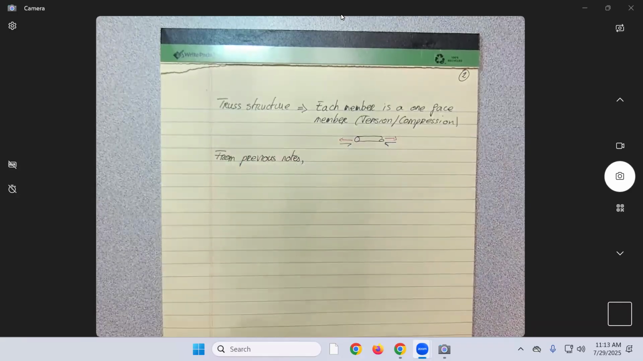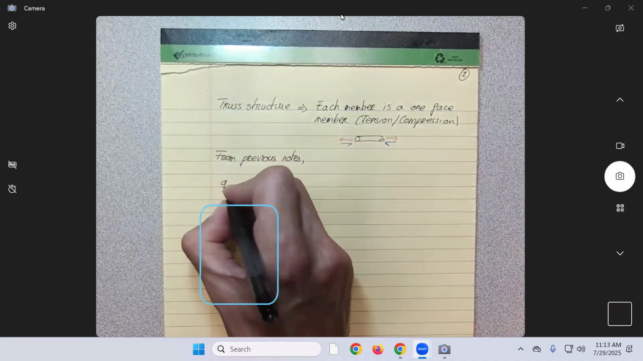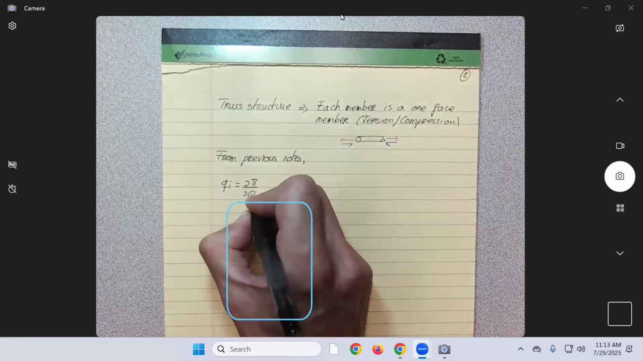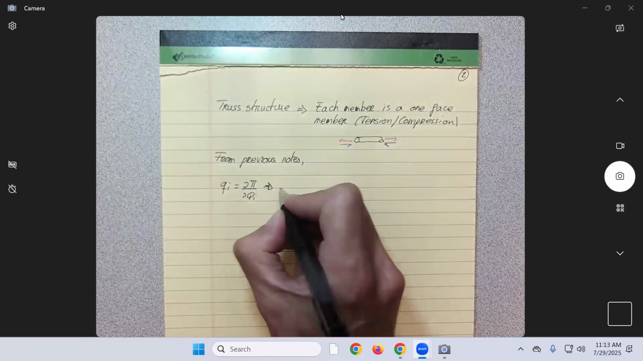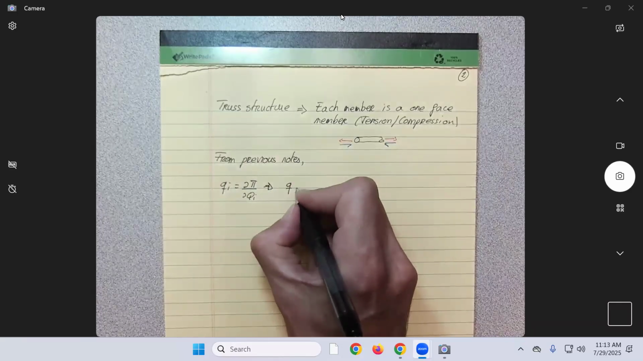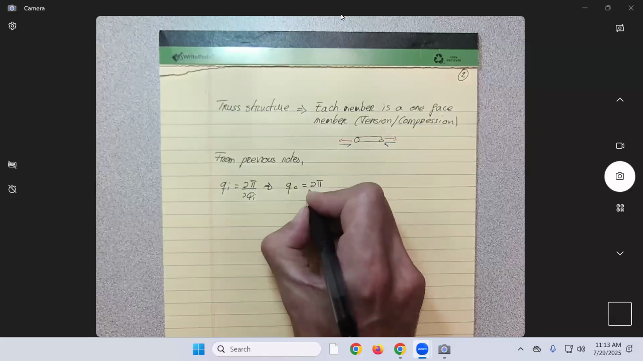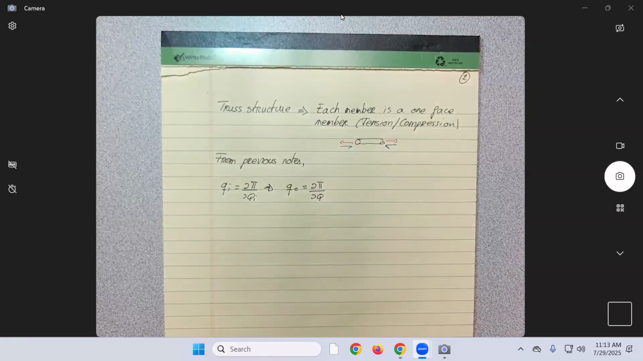From previous notes, you're going to have to help me over here because I don't have them. But basically, we know that Q sub i will be equal to the partial derivative with respect to Q sub i at the location, which will mean that Q sub C will be equal to the partial of the strain energy with respect to Q, which is located at point C.